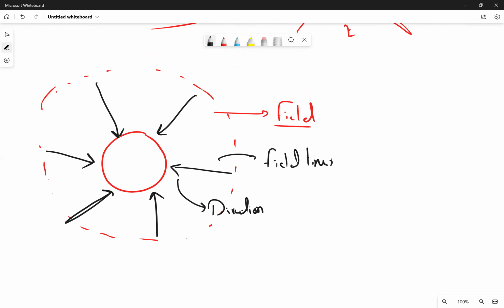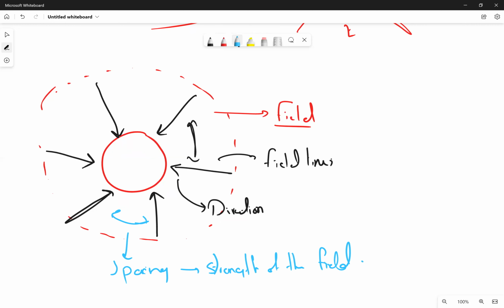And the spacing between these lines represents the strength of the field. All right, so we've studied two characteristics of field lines, their arrows and the spacing.